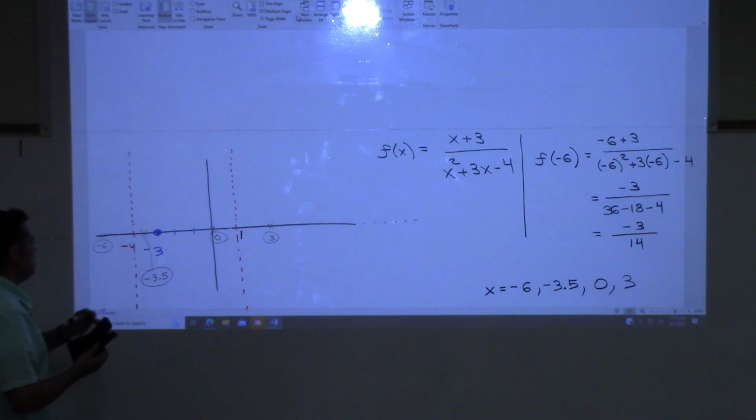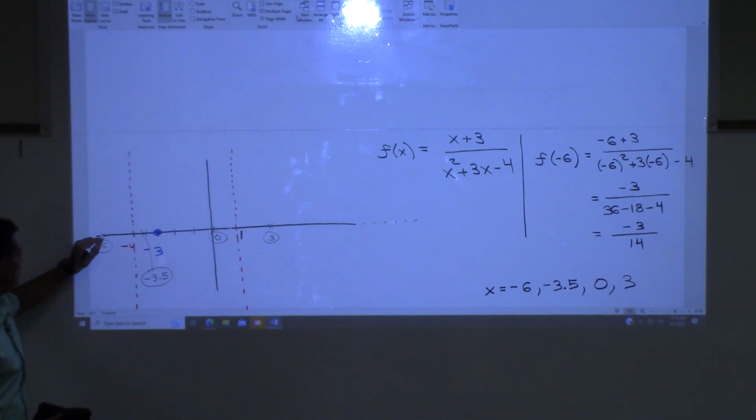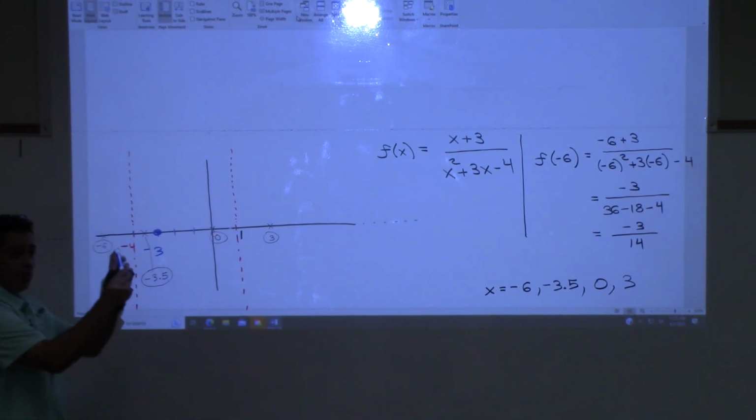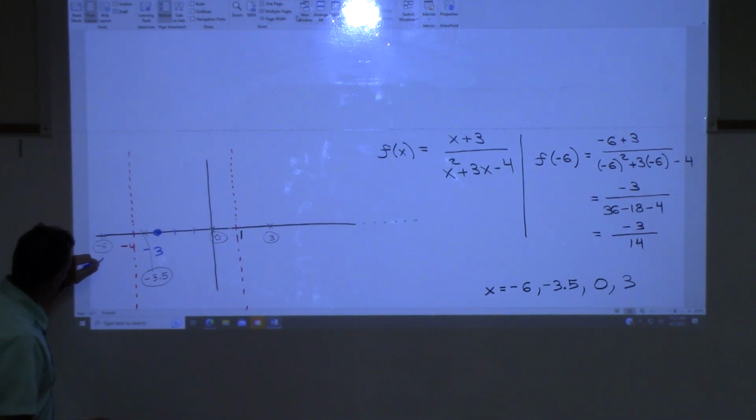Okay, so I'm going to just go over here, -6, and I'm going to just go down, and I'm going to put a dot, and I'm going to put it in blue because it's part of my graph. So I'm just going to put a dot down here.